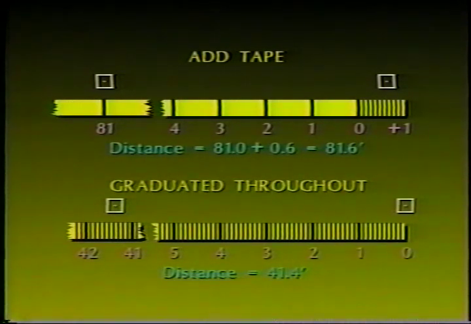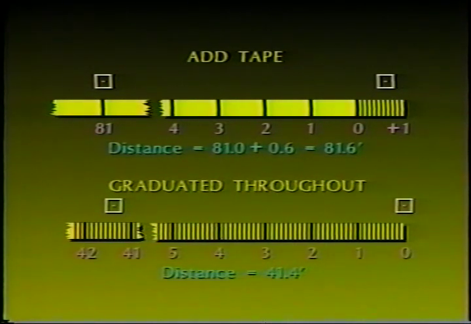When the full graduation is held by the rear chainman at a hub, shown here as being at the 81-foot graduation, the add end should straddle the point being measured to, and the chainman reads the additional length, again shown here as 6/10 of a foot. The total distance between the hubs is therefore 81 plus 6/10 of a foot for a total of 81.6 feet.